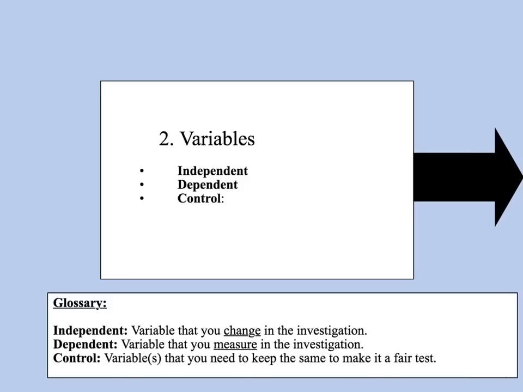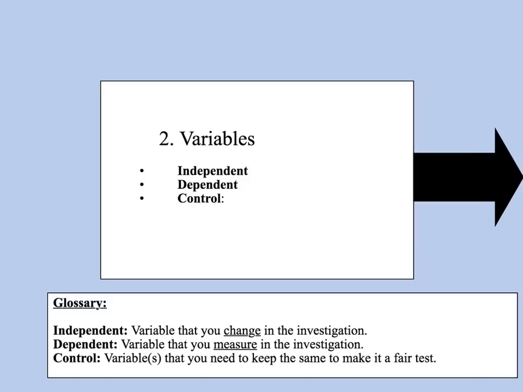Next thing you need are the variables. So these are the things that you're going to be either changing or measuring or controlling in your experiment. And I've got a glossary of some of the key terms at the bottom as to what the different types of variable are. So the independent variable is the thing that you're going to change in your investigation. Maybe you have something that has multiple settings. I don't know, you're going to change the height from which you drop a ball, that sort of thing. So that's the thing that you go about changing.